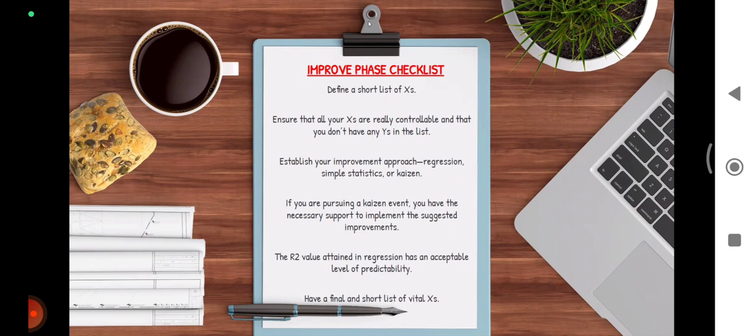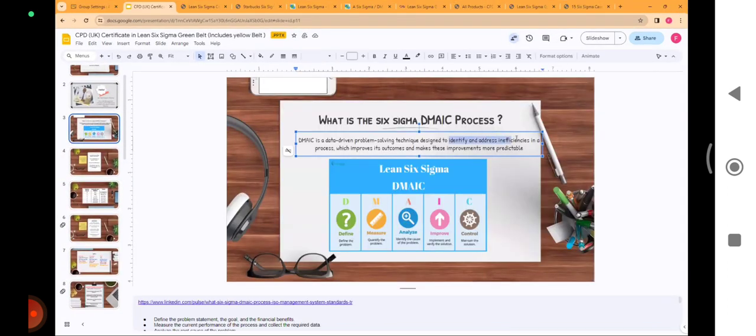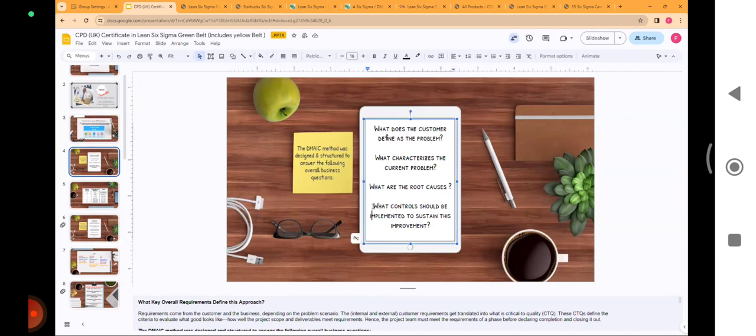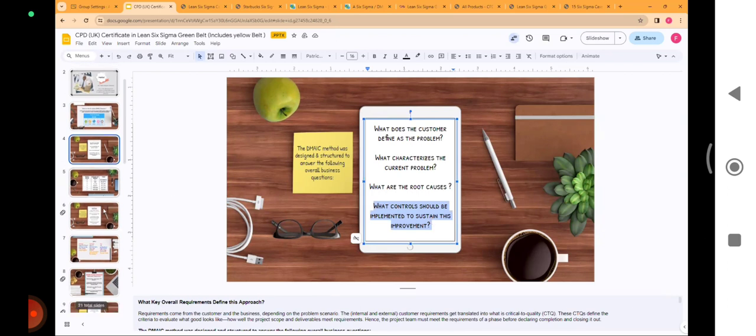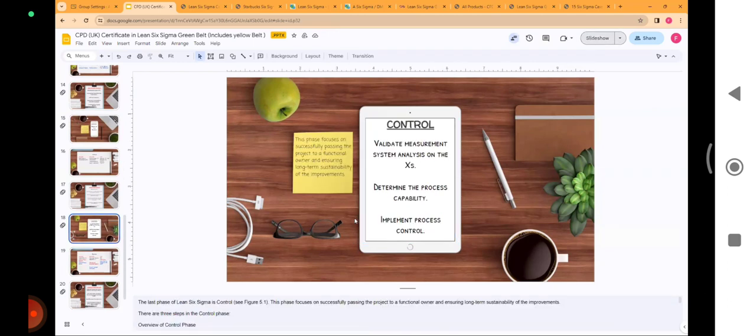Now, the last stage that you're going to do, when you are identifying and addressing inefficiencies in a process, we looked at how you can define, measure, analyze, and improve. Now we are going to go into how to maintain the solution. When you are maintaining the solution, that means you want to determine the controls that should be implemented to sustain that improvement. That means you'd like to know how you can keep these root causes in control so that you don't have to fix them again. So that is now the last stage of identifying and addressing these process inefficiencies.